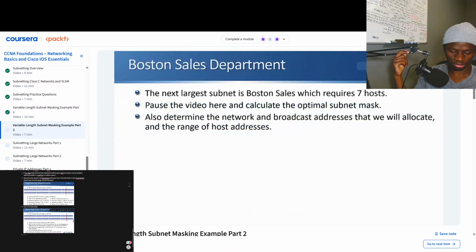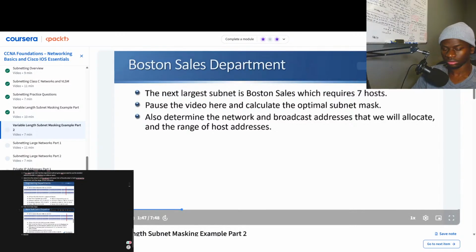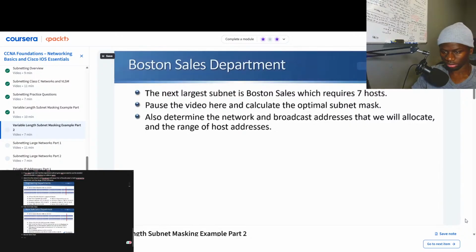Okay, that's our first 3 departments done. The last department was Boston Sales, which requires 7 hosts. So let's do the same thing again, calculate the optimal subnet mask, and then the network address, broadcast address, and the host addresses that we're going to use. So stop the video now, and I'll see you back with the answer.